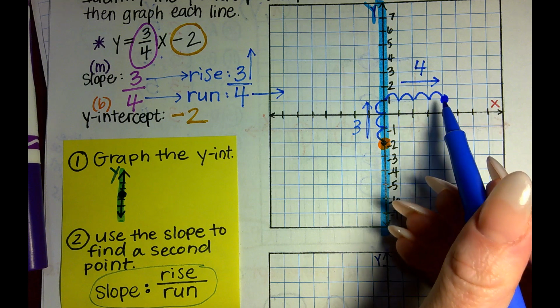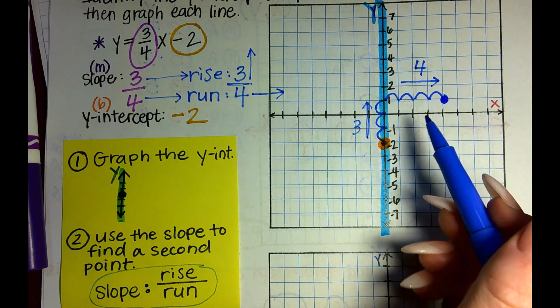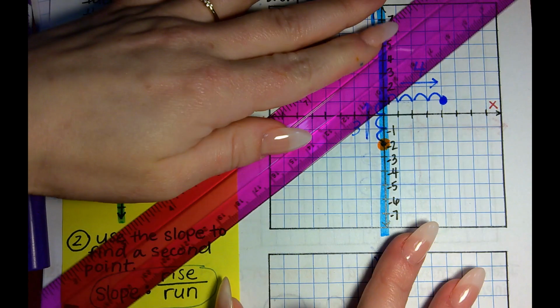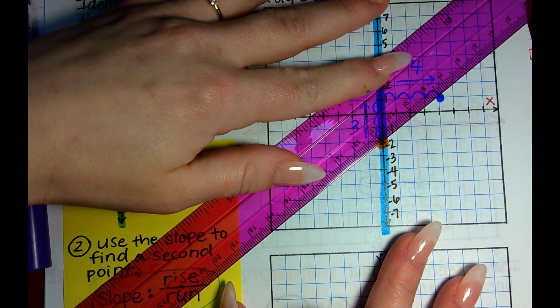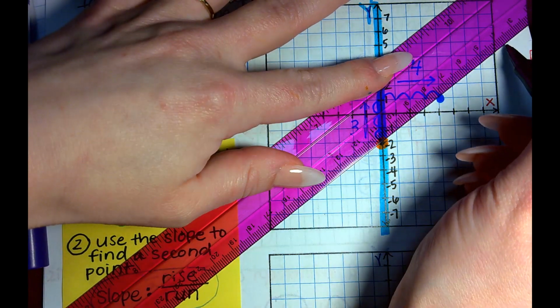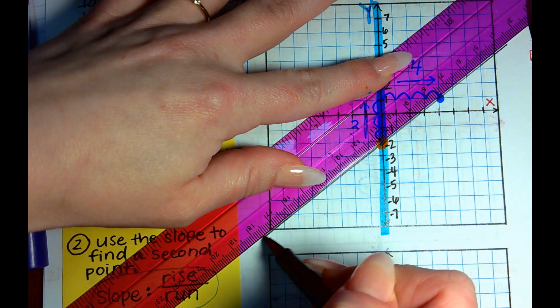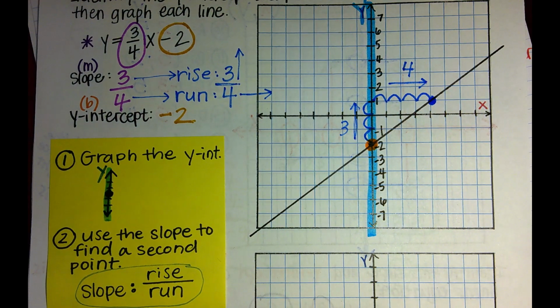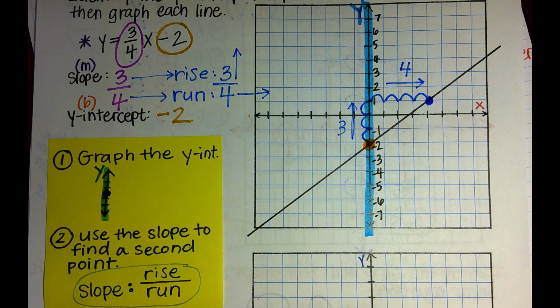You see that? Now I have 2 points. And all that would be left to do is take a ruler and connect your dots. And you have a line. We graphed a line.